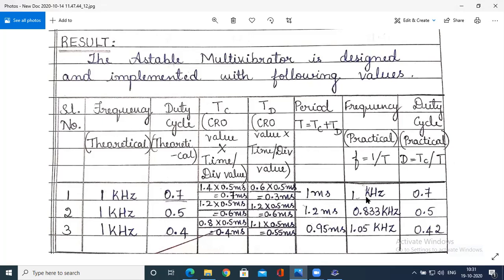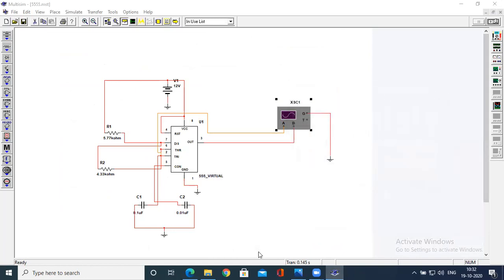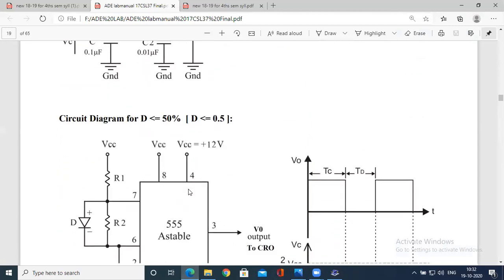So you can calculate the frequency. So 1 kilohertz. Again, you can calculate the duty cycle, TC by T. So TC is 700, 700 divided by 1 millisecond, you get 0.7. So exactly matching the practical value, right? So again, I'll close this. So let me go to the second case because we have some time. So we'll see the changes to the simulation.